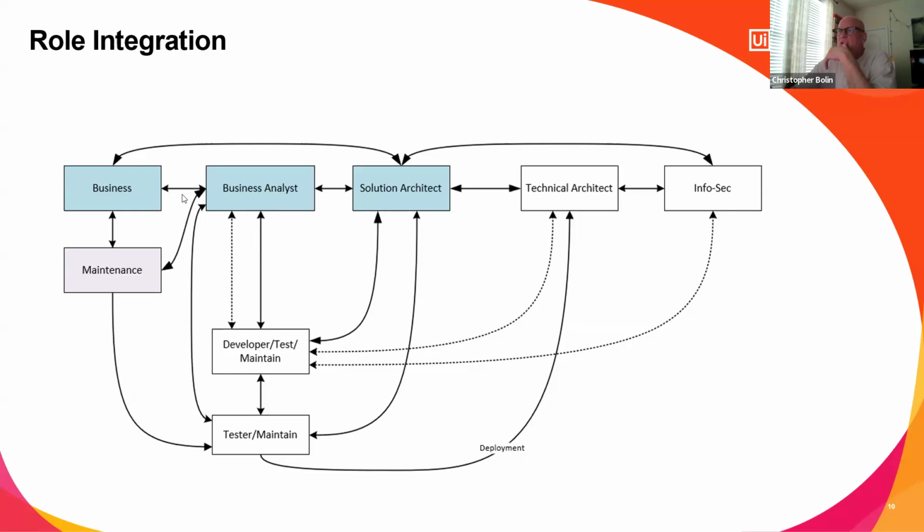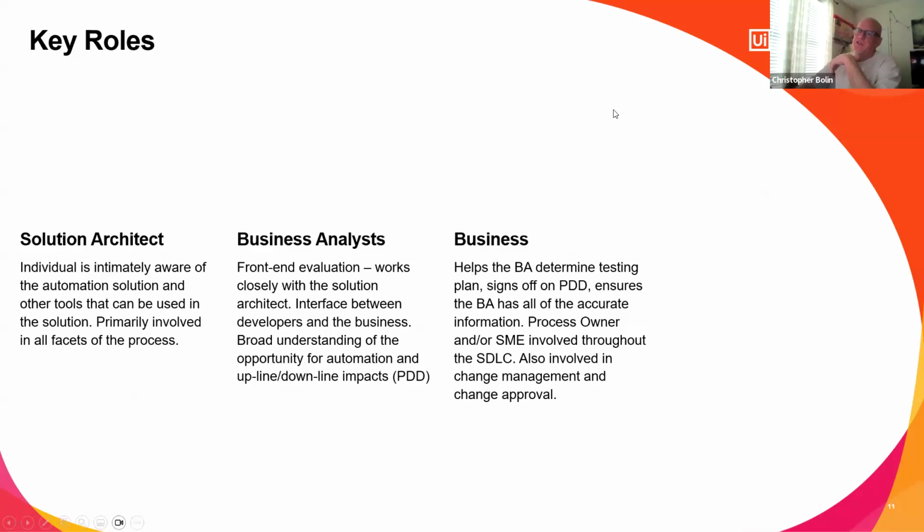But let's go to the key roles, these three guys here. As we said, your solution architect is probably one of the most intimately aware of the automation solution and other tools that can be used in the solution. He's involved in all facets of the process except that maintenance facet. This is the guy, the go-to guy. This is the guy that built the solution. This is the guy that spec'd the solution, especially if you're in a consulting team and you're building for another organization. This is the guy that responded to the request for proposal or the request for a quote.